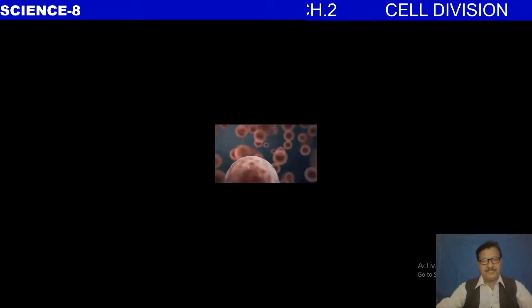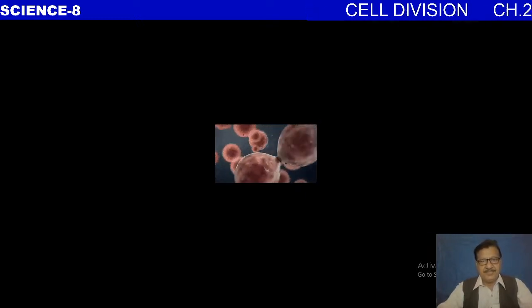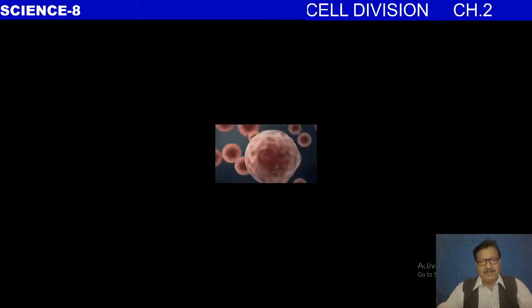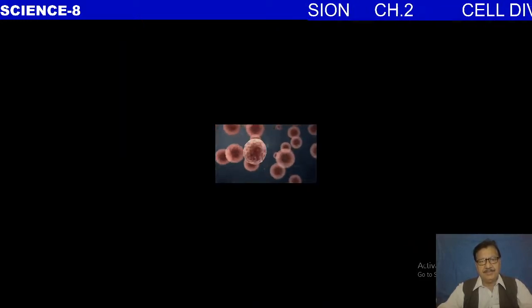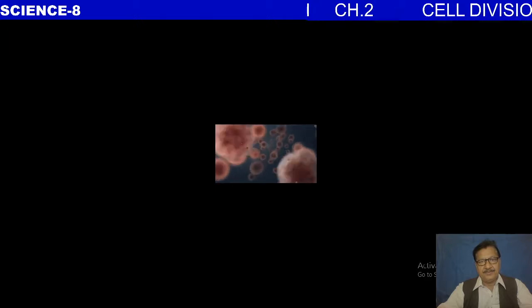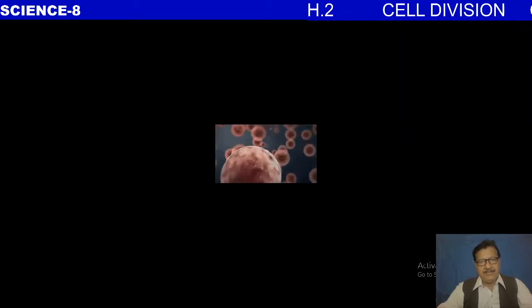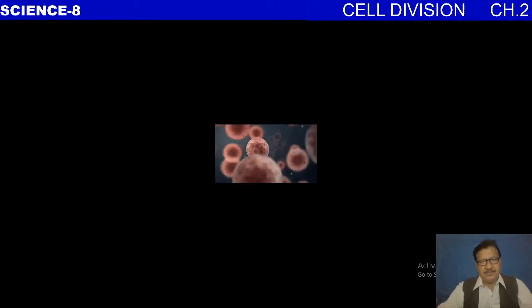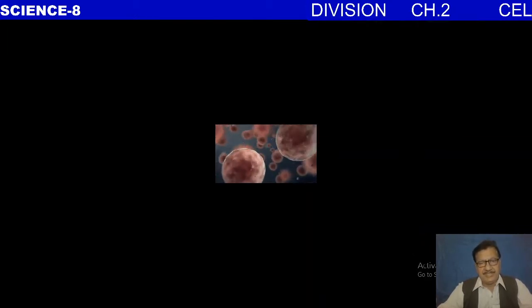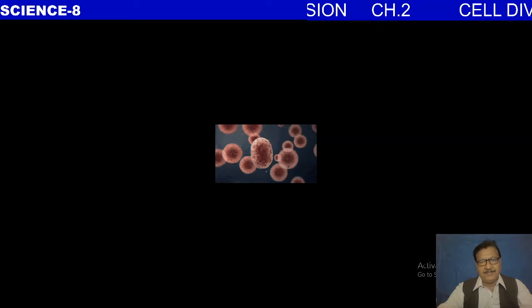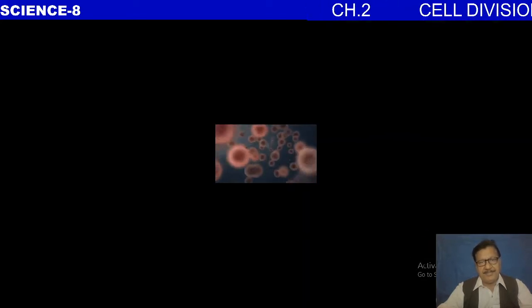Look at this animation. You can see that one cell is changing into two. Another cell is also changing into two. I mean 1 into 2, 2 into 4, 4 into 16 and 16 into 64. Cells are increasing their number day by day.